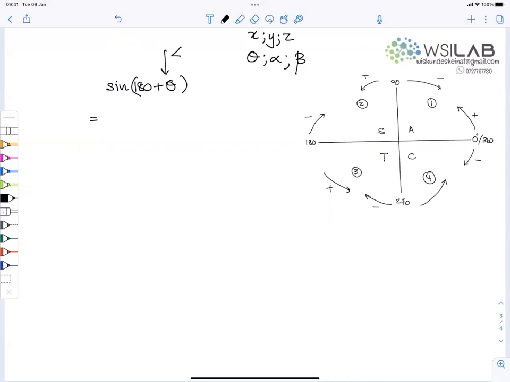So I'm going to start with 180, and then I'm going to add an acute angle. That means I'm ending up in the third quadrant, which belongs to tan. And that means sin is negative. Are you happy with that? So that's just negative sin theta. And that's your answer.